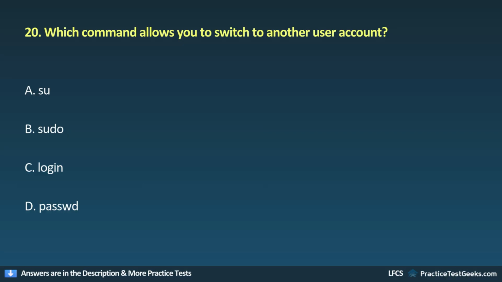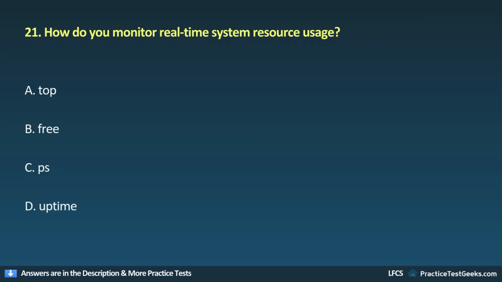A. su. B. sudo. C. passwd. D. password. 21. How do you monitor real-time system resource usage?